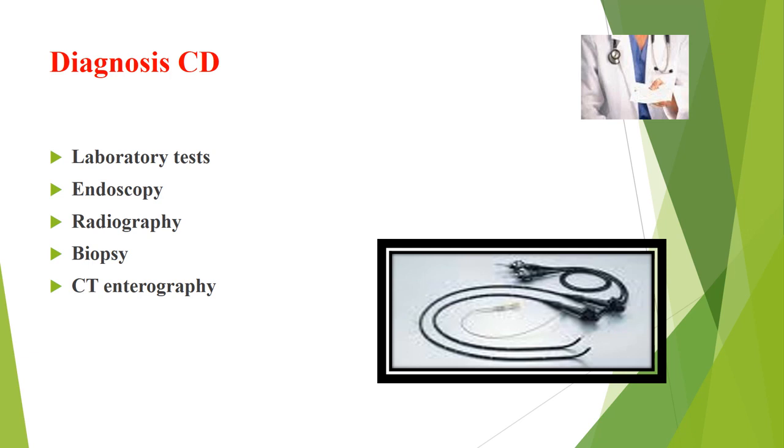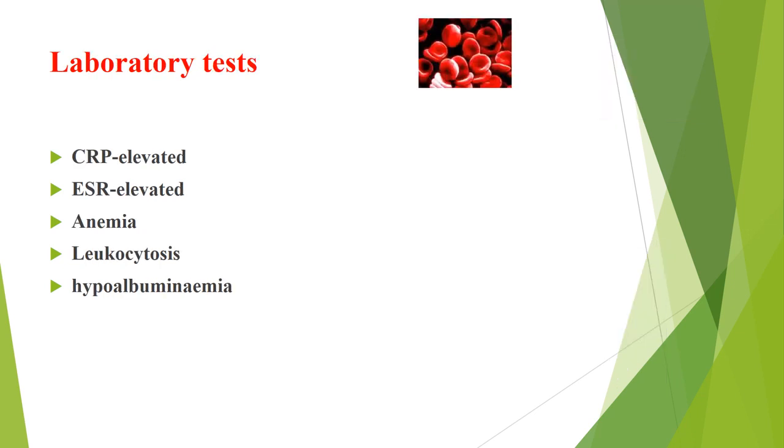How do we diagnose a patient with Crohn's disease? There are laboratory tests, endoscopy, radiology, biopsy, and CT enterography. In the laboratory tests, there will be elevated C-reactive protein, increased ESR, low hemoglobin, anemia, leukocytosis, and hypoalbuminemia, especially for those patients who present with signs and symptoms of malabsorption. That means involvement of the jejunum and the ileum.